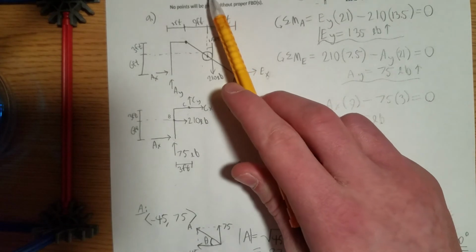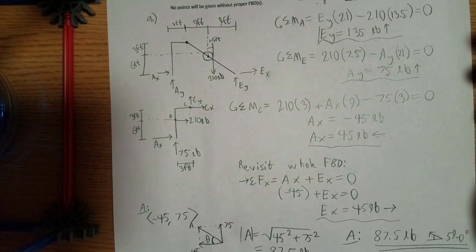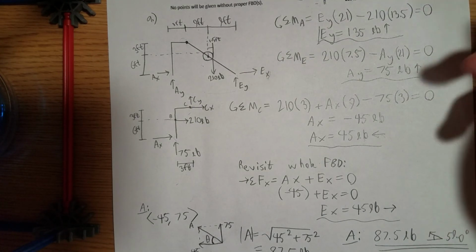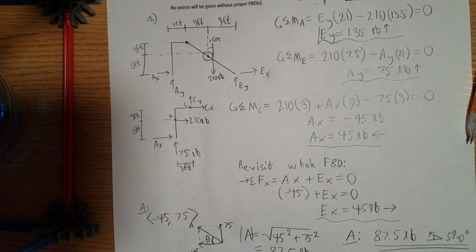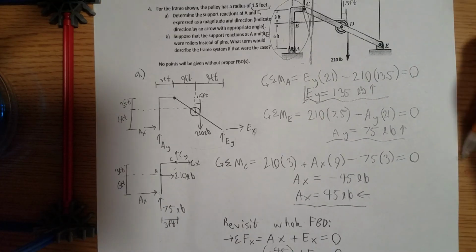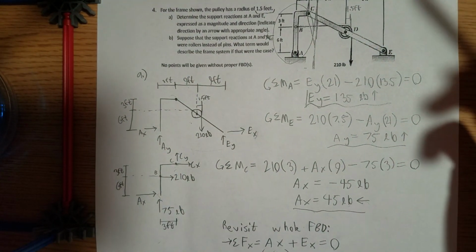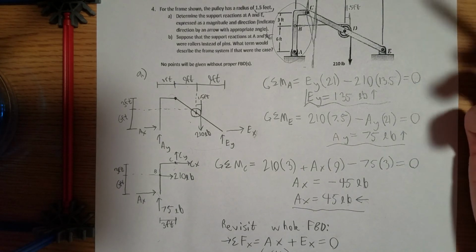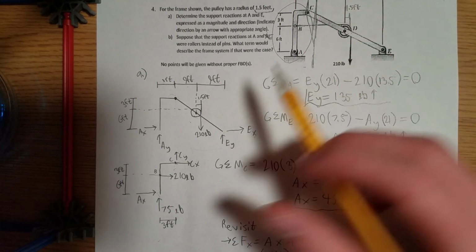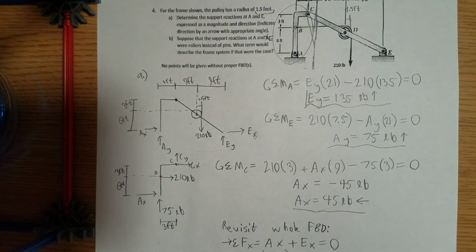Now for part B, they say suppose that the support reactions at A and E were rollers instead of pins. What term would describe the frame system if that were the case? This is one thing where we might have covered it once or twice in lecture. I probably haven't covered it because it's on the more conceptual side. But ultimately, this is just a vocabulary word that you need to know. When I took this exam it was maybe 3 points, but still they might throw something in there. If you want to study some terms, I might come up with another video to let you know some terms that you want to know.